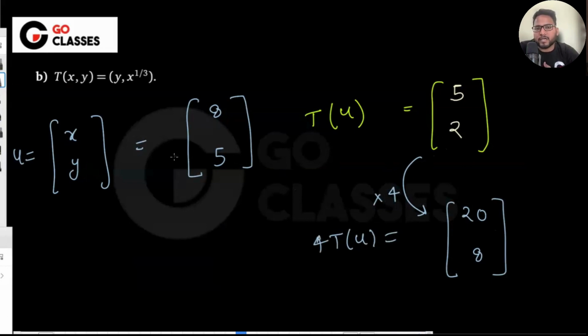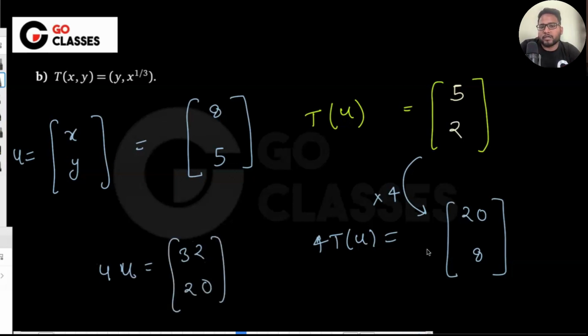Do you think that if you multiply by the 4 first, it will be the same? If you multiply by 4 first, then 4u will be 32 and 20. And now you take the transformation of 32 and 20. Will you be getting 8? No, it is not an 8 cube, right? If it is an 8 cube, then you will be getting 8. But if it is not, you won't be getting 8.